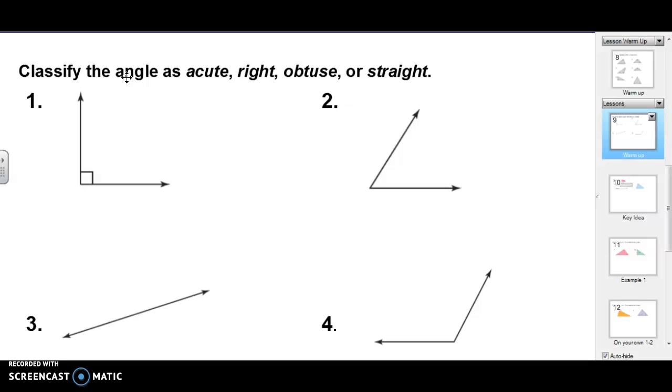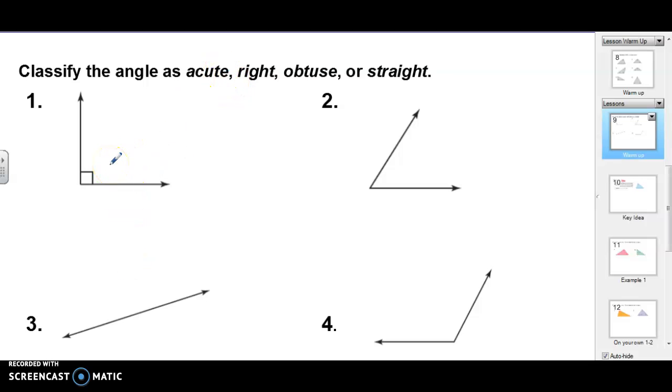So first I just want to talk about different types of angles: acute angles, right angles, obtuse angles, and we can mention straight angles too. But I just want to identify which one of these angles is which. So acute angle. Which one of these angles is an acute angle? What does acute mean? Well, acute means that it has an angle less than 90 degrees. So which one of these angles is less than 90 degrees?